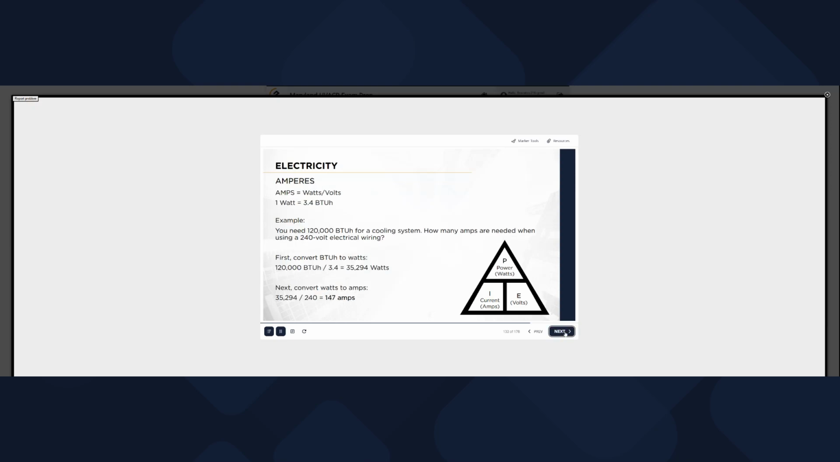Let's keep practicing. You need 120,000 BTU-H for a cooling system. How many amps are needed when using a 240-volt electrical wiring? First, convert BTU-H to watts. 120,000 BTU-H divided by 3.4 equals 35,294 watts. Next, convert watts to amps. 35,294 divided by 240 equals 147 amps.